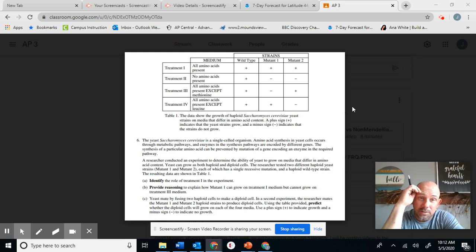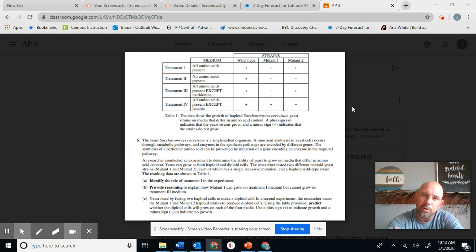So if we take a look at C: yeast mate by fusing two haploid cells to make a diploid cell. In a second experiment, the researcher mates mutant one and mutant two haploid strains to produce diploid cells. Using the table provided, predict whether the diploid cell will grow on each of the four media. Use a plus sign to indicate growth and a minus sign to indicate no growth.